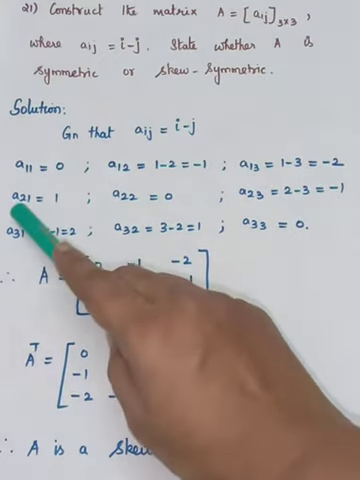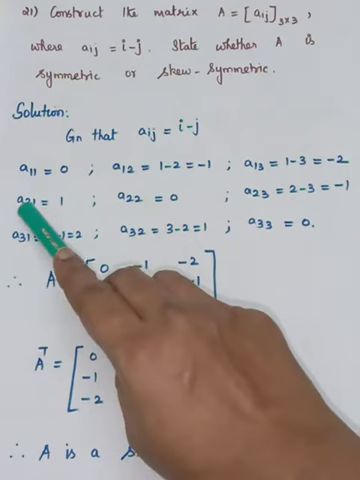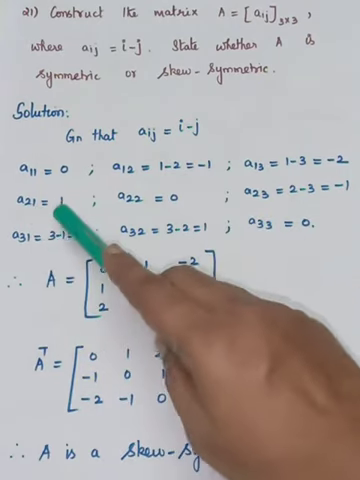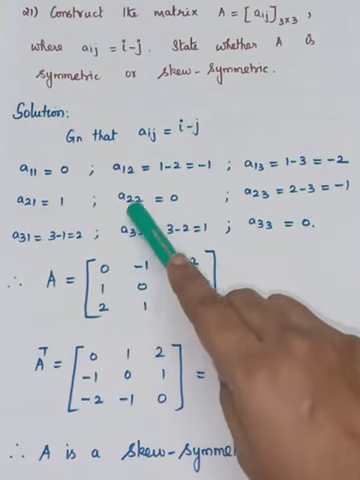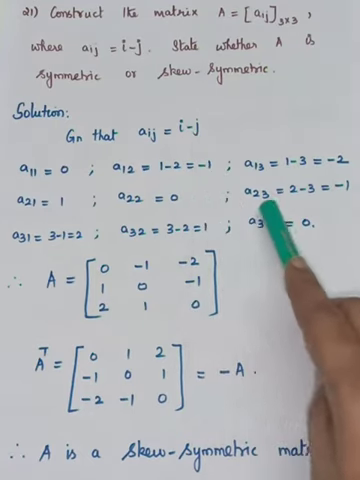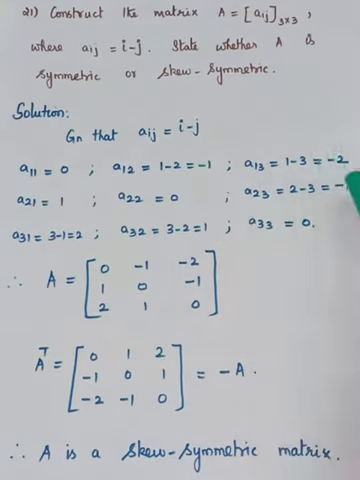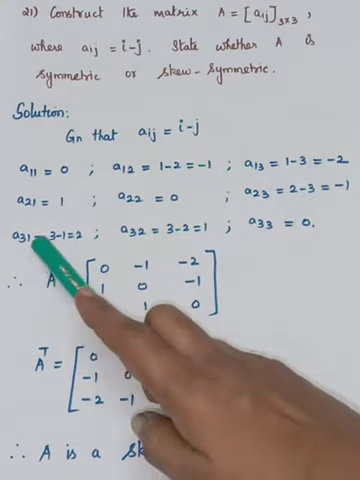So I'll go to the next row, A21. Here i is 2 and j is 1, so 2 minus 1 is 1. A22: here 2 minus 2 is 0. A23: 2 minus 3, that is minus 1. And next we go for A31: 3 minus 1, that is 2. A32: 3 minus 2 is 1.